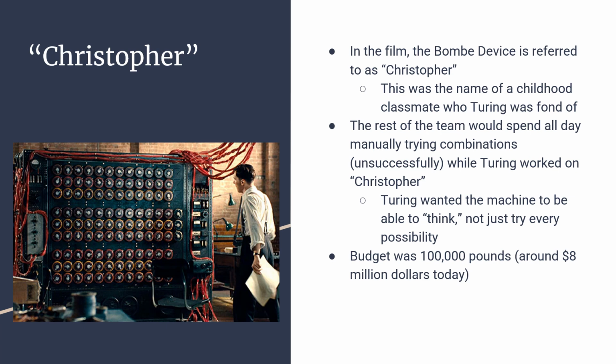And originally the budget was £100,000, which today is about $8 million, which, if you think about it, we're spending billions of dollars on projects. This is a pretty low price tag. And part of it was that Turing himself built the machine with his own hands.